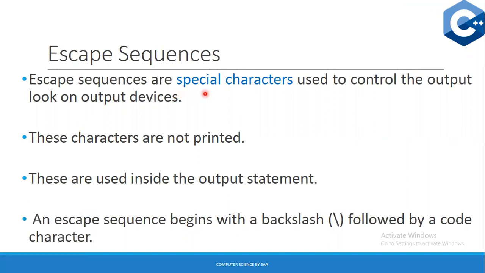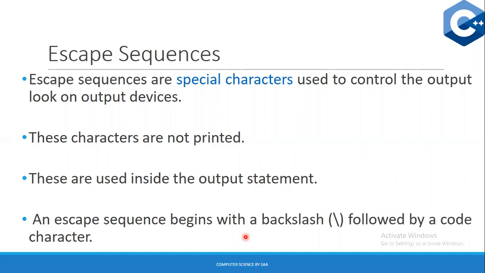Escape sequences are basically special characters that are used to control the output look on the output devices. Basically, we can format our output with the help of escape sequences. These characters are not printed on the screen, but they are used to set the output according to the requirement. And these escape sequences are to be used inside the output statement, that is the cout statement. It means we always use escape sequences with the cout statement.